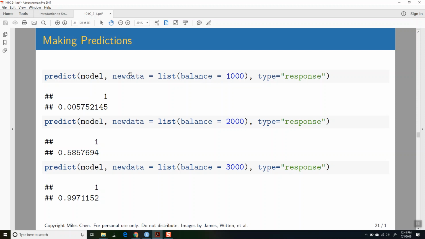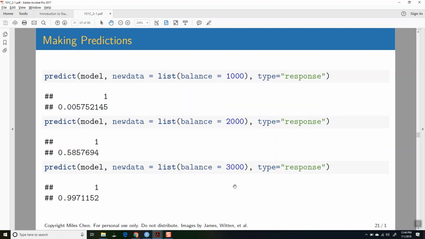So we say the new data is equal to, and then we throw that into a list because you could have multiple variables here. But here there's only one. So we say balance equals 1,000. The type is response. And it says they have a probability of 0.0057. So less than a 1% probability of defaulting if their balance is 1,000. However, if that balance goes up to $2,000, the probability of defaulting jumps up to around 60%, 58.5857. And if their balance goes up to $3,000, then the probability of defaulting is now at 0.997.